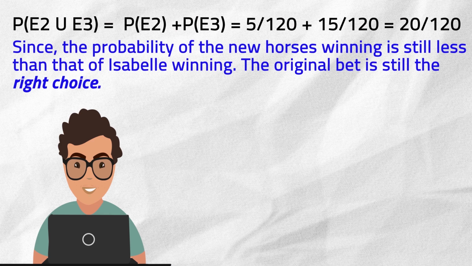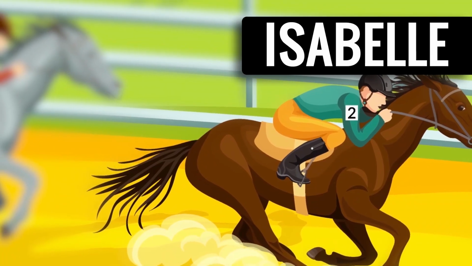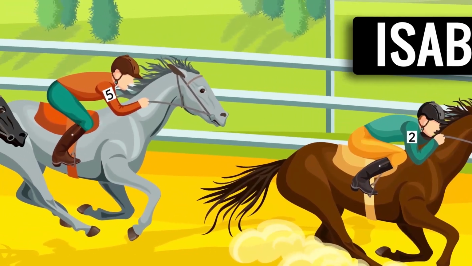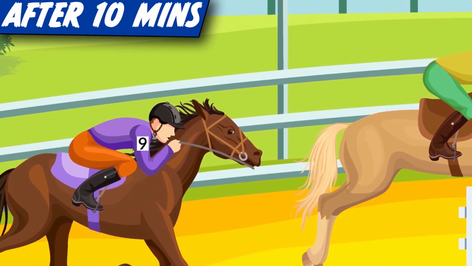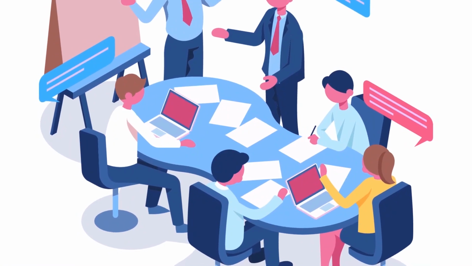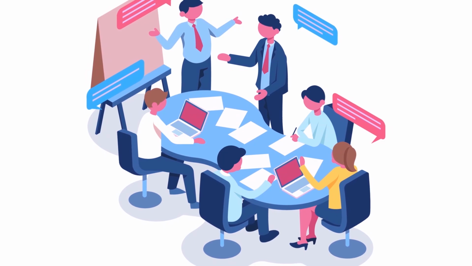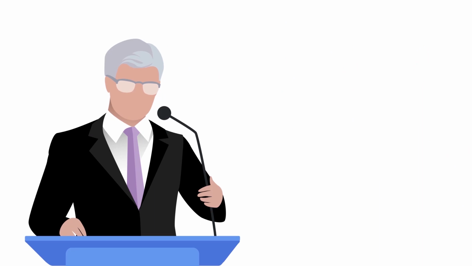Since the probability of the new horses winning is still less than that of Isabel winning, the original bet is still the right choice. They all felt quite relieved seeing the calculation, according to which Isabel was still the best horse for this race. Isabel was doing well, but suddenly after 10 minutes, the race got interrupted by a sudden announcement, which mentioned that the authorities had come to know about the breakdown in the server room, and because of which the race was postponed.